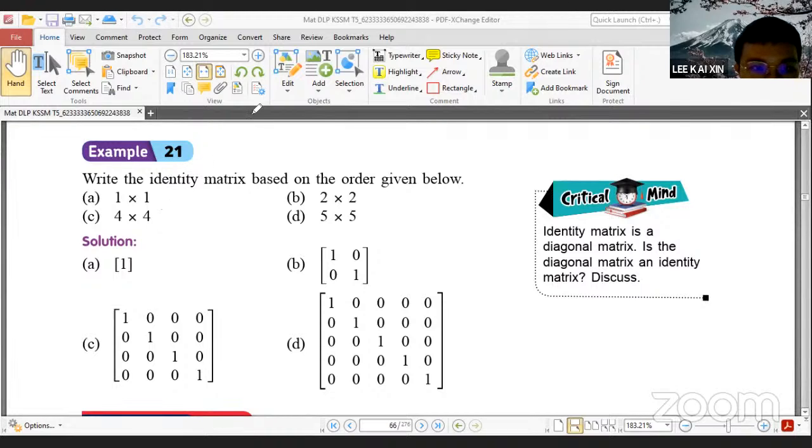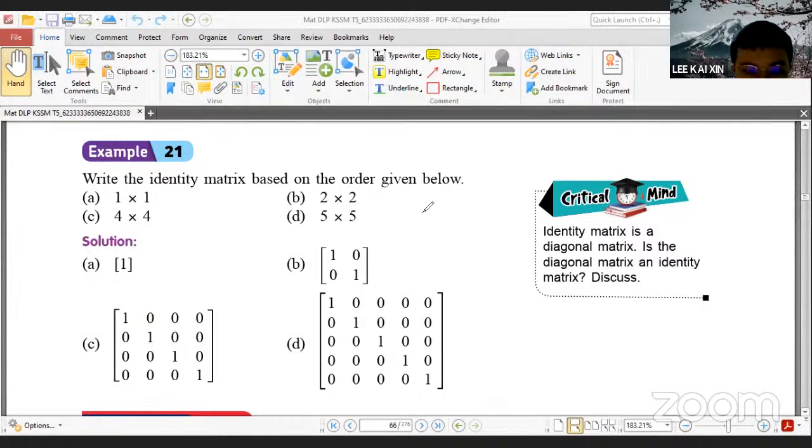Identity matrix, we must know that it always must have the same order. The row and the column must be the same. For example, it can be 3 times 3, 4 times 4, or 5 times 5. The pattern to form the identity matrix is you form a 1 in a sequence going down like that. 1, 2, 3.